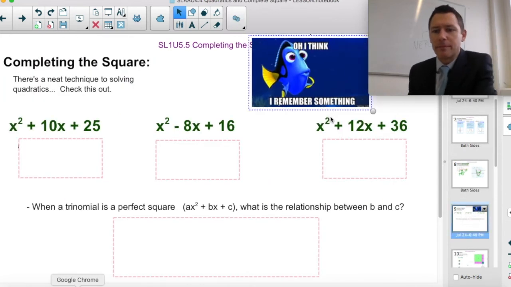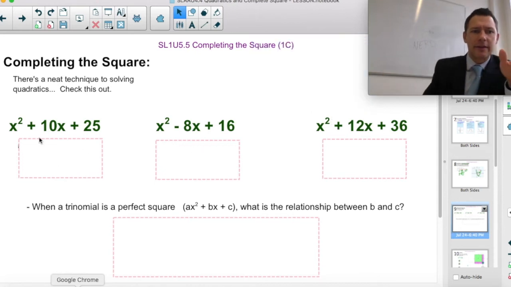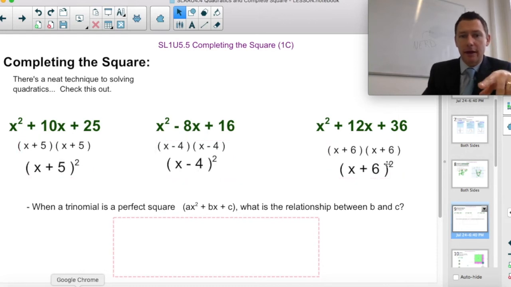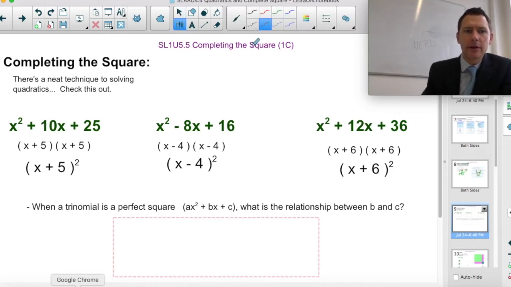Well, I think I remember something. Completing the square looks like this. These are all perfect square trinomials because if you factor them, they turn into x plus 5, x plus 5. You can call it x plus 5 squared, x minus 4 squared, x plus 6 squared. What's neat about these is there's a connection between these three components.